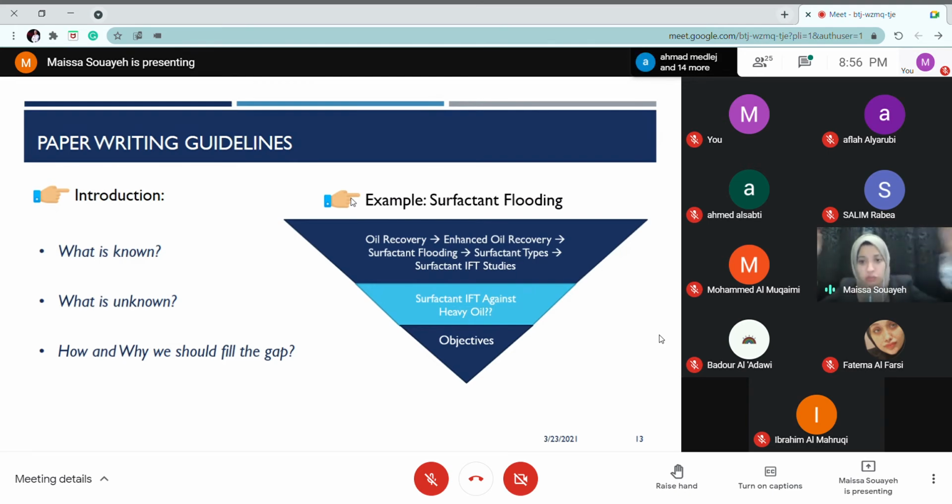Always start from general to specific. And an introduction shouldn't be long. A good introduction is just 2 pages. Don't stress yourself that you need to cover everything, because you will never be able to cover everything or explore everything. If you just talk about oil recovery, maybe it's endless. If you talk about just in-house, it is endless.